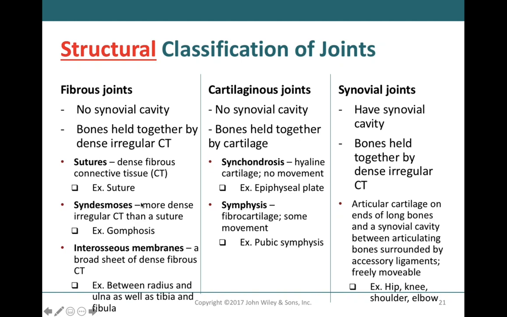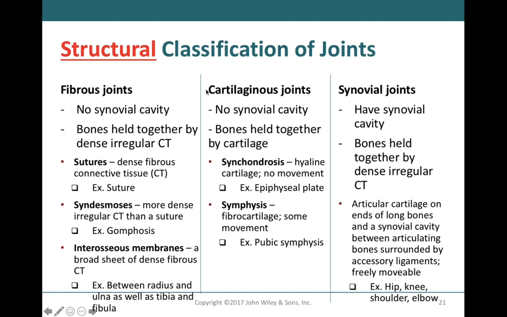Syndesmoses are often going to be ligaments that have a little bit more connective tissue than sutures will, and sutures will only be found in the skull. Interosseous membranes are found between both the radius and the ulna, as well as the tibia and the fibula. These form sheets of connective tissue that connect these two bones in our amphiarthrotic joints.